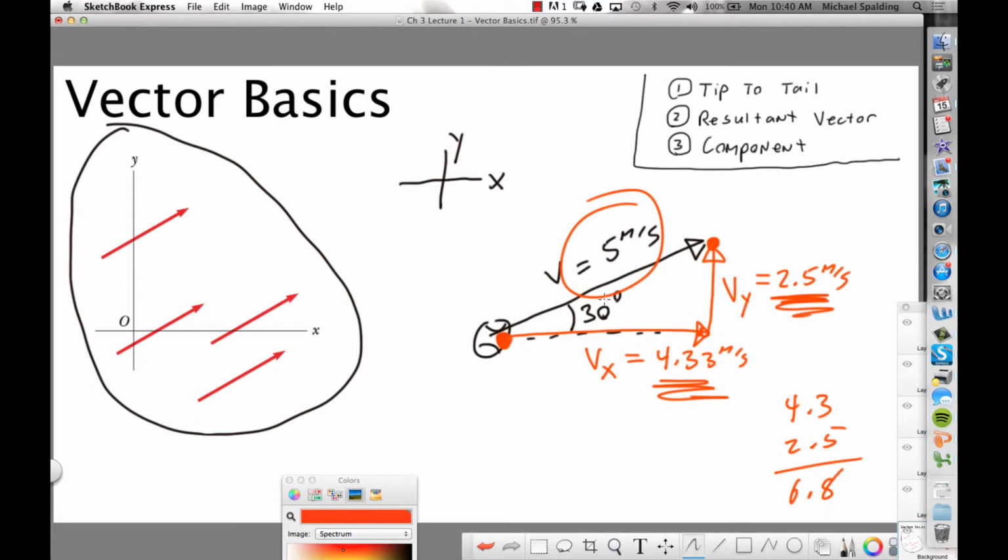No. Because look, I want you to remember something. In the world of vector, 2 plus 2 does not always equal 4. It doesn't. That would be the scalar world. If you're in the scalar world, 2 plus 2 is always 4. In the vector world, what's 2 plus 2? Anywhere from 0 to 4. You guys see why?